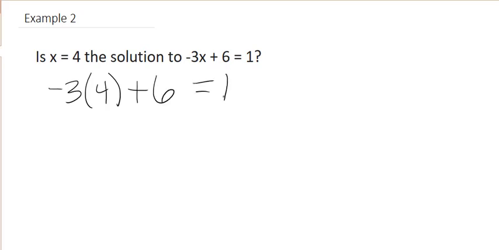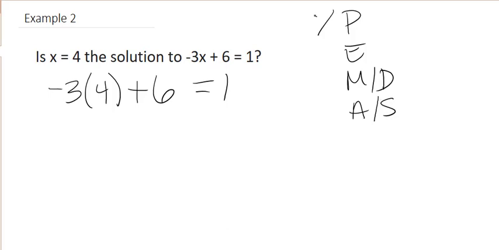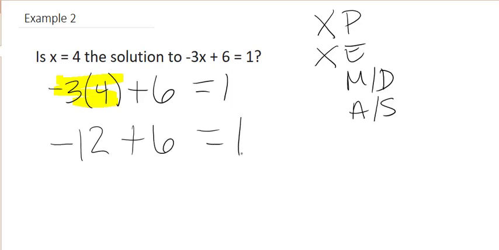So we know our steps to solve this, which is, please excuse my dear Aunt Sally. So we don't have any operations in parentheses. We don't need to worry about that one, or exponents. So we can actually do a multiplication problem because this right here is multiplication. So we have negative 3 times 4, which is equal to negative 12. And then we're going to add 6, and we're seeing if this is equal to 1.